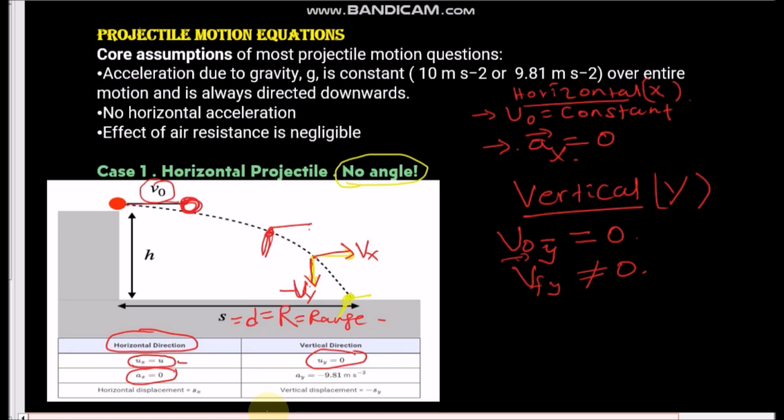Again, the acceleration a_y, the acceleration along the y-axis, is equal to negative 9.8 meters per second squared. We can say it is the gravity, because the vertical motion is due to the effect of gravity. That means the object accelerates downward with the acceleration due to gravity, g, in the vertical direction.